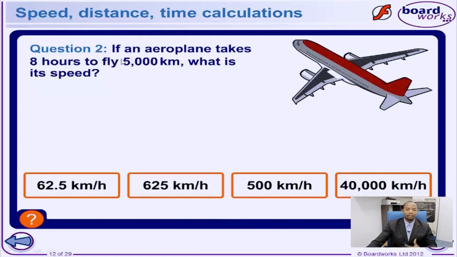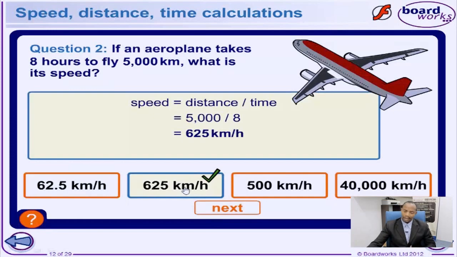The next question says if an aeroplane takes 8 hours to fly 5,000 kilometers, what is the speed? Now speed is distance divided by time. We also said today that the unit of distance is also accepted as kilometers as long as the time is in hours. So 5,000 divided by 8, you're going to get 625 kilometers per hour. Yeah, that's right. That's great.